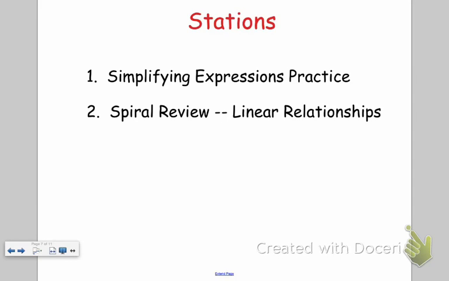So your classwork for today is to continue practicing simplifying expressions in this first station, and once you have completed that, you are going to spiral review linear relationships.